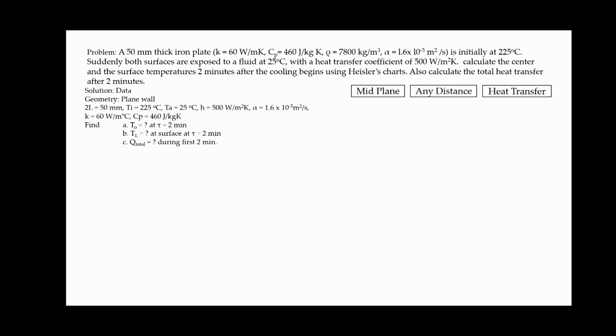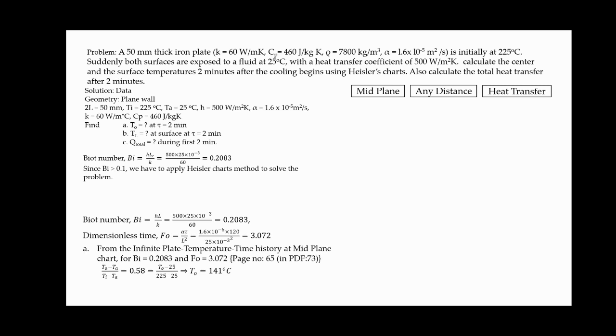For this, first let us find out the Biot number. Biot number, we need to use the usual notation h times Lc by k, where Lc is half of the thickness for plate, that is 25 millimeter here. So the Biot number is 0.2083, which is greater than 0.1. So we cannot use lumped system in this case, and we have to go for Heisler's chart method to solve the problem.